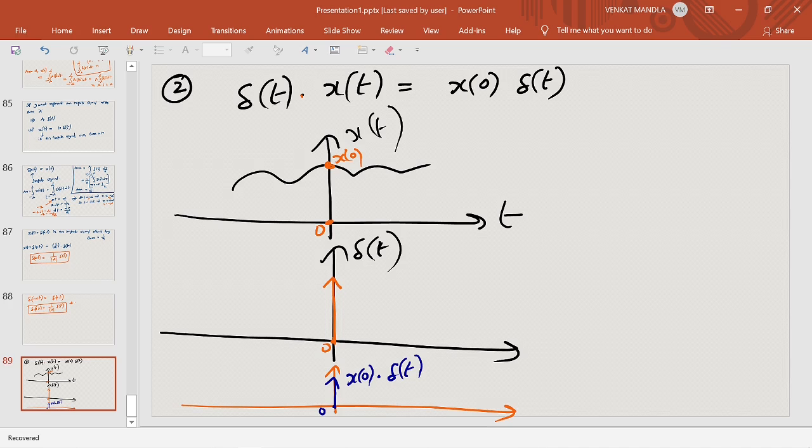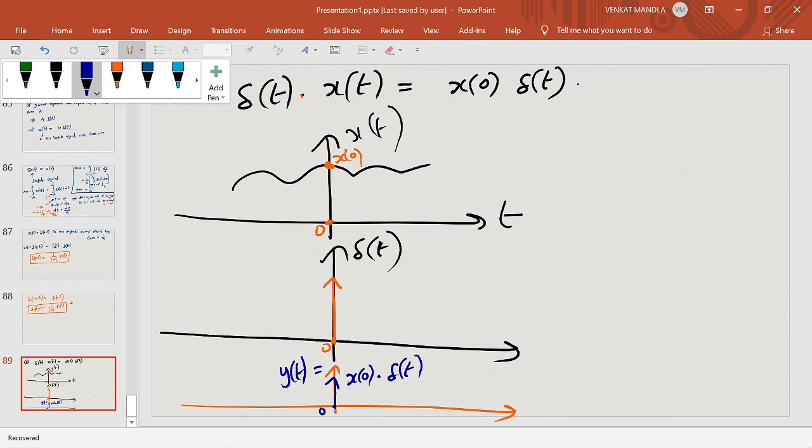Let us say some y of t, this one. This y of t has area x of 0, because y of t is an impulse signal which has area x of 0. It is that type of understanding also important. Del of t into x of t is x of 0 into del of t, is one important property.